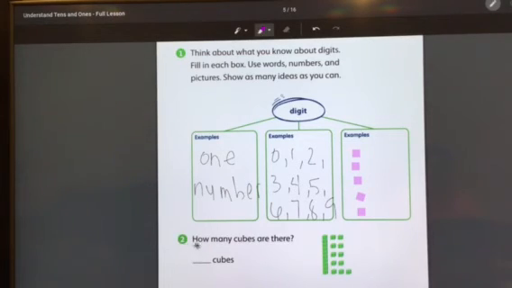Number 2, how many cubes are there? So we're going to practice counting these here. 10, 11, 12, 13, 14, 15, 16, 17, 18, 19, 20, 21. So on the line here, you're going to write the number 21. There's 21 cubes.